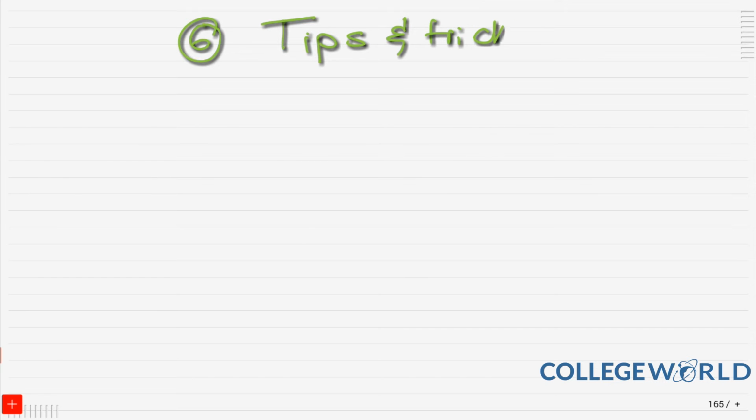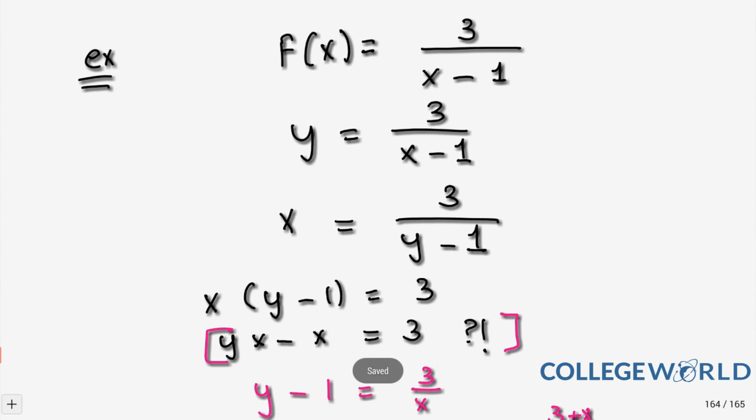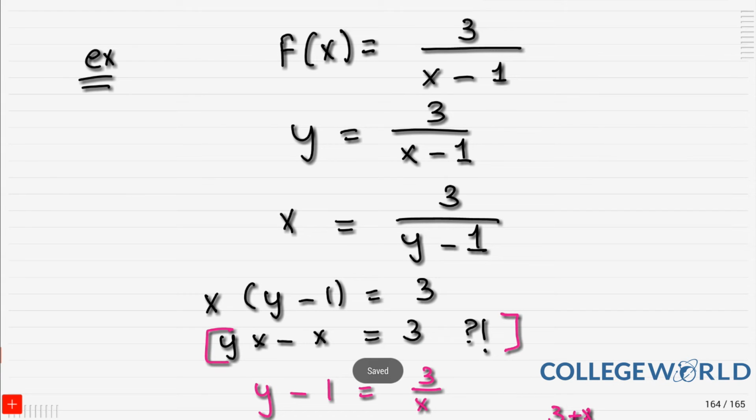Oh, I want to add something here, very, very important. As we said, this is our function here. If we want to find the domain, we know that x cannot equal 1. And we know that if we want to draw this, it is going to be x minus 1, so it's shifted by 1 here, and this will be our new asymptote. And our y also cannot equal 0 because there's a 3 on top, and that's our range.